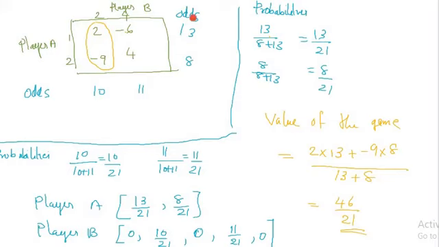Calculate the odds. Then calculate the probabilities. The optimal strategies for player A is 13 by 21, 8 by 21. Then that for player B is 0, 10 by 21, 0, 11 by 21, 0. And the value of the game is equal to 2 into 13 plus -9 into 8 divided by 13 plus 8. That's equal to 46 by 21.